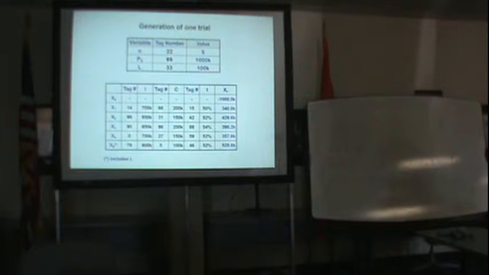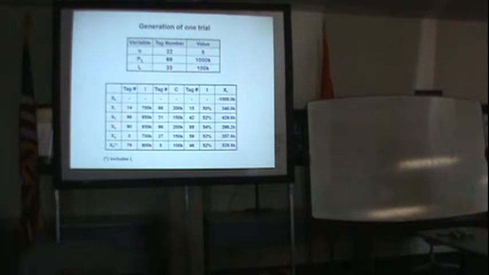Okay, then I have to have tag values for I, for C, and for T. So let's say X0 is equal to minus 1 million, the same value that I have here. For X1, I got the tag value 14, that corresponds to 700,000. Then I got another tag for C, which is 66, corresponds to 200,000. And for T, I got a tag value of 15, corresponds to 50%. When I do all these calculations, I get 340,000. That's the way to get this one.